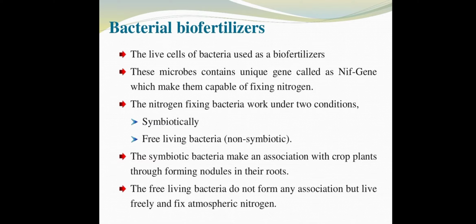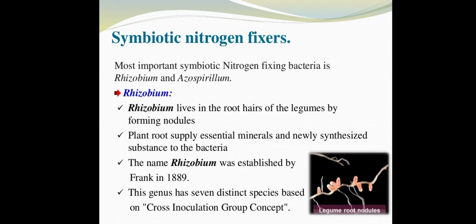Now coming to bacteria biofertilizers, the live cells of bacteria are used as biofertilizers here. The nitrogen fixing bacteria work under two conditions, maybe symbiotically or free living, non-symbiotic. In symbiotic nitrogen fixers, example Rhizobium, the Rhizobium lives in the root hairs of the legumes by forming nodules and they capture the atmospheric nitrogen and provide it to the plant.